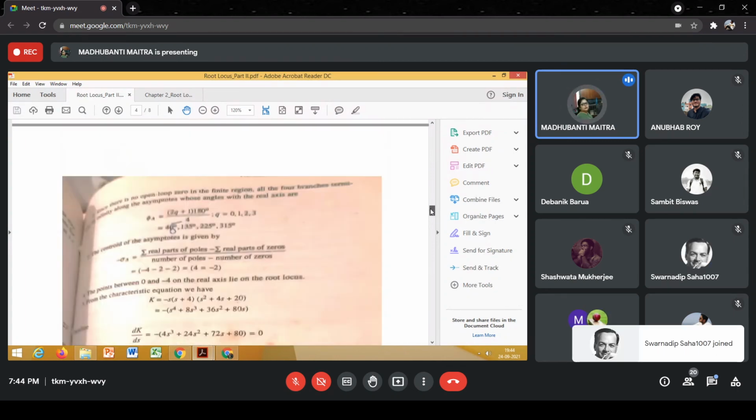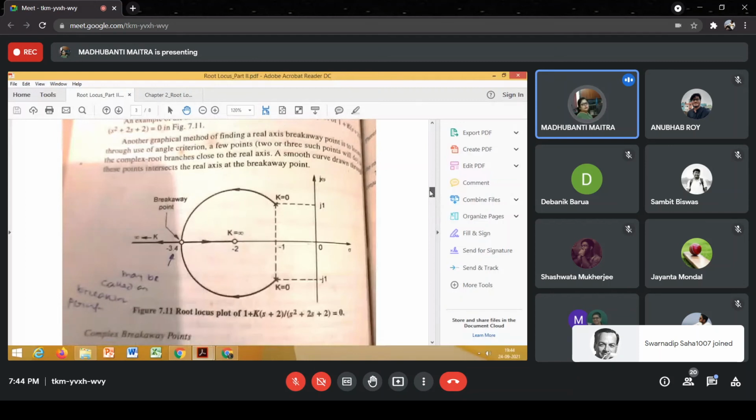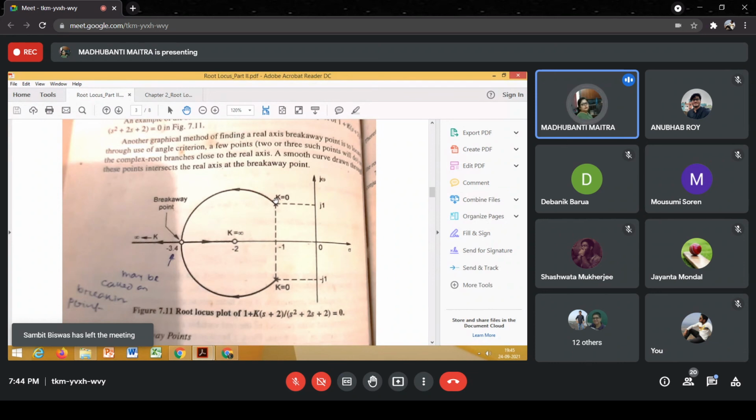And already we have discussed the example for which we have computed the angle of departure. So this is the root branch, and you see that the initial angle with which the root branch is departing this complex open loop pole is 135 degree. Hence, if we calculate angle of departures for complex open loop poles, then we'll be able to guess the initial path of the root branches, complex root branches.